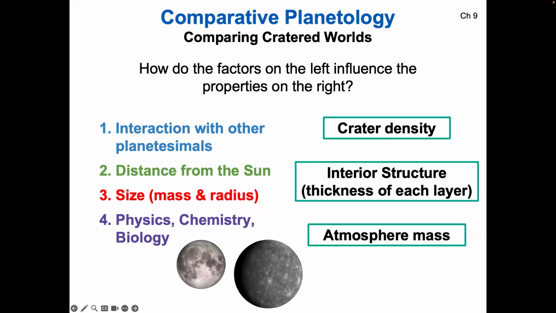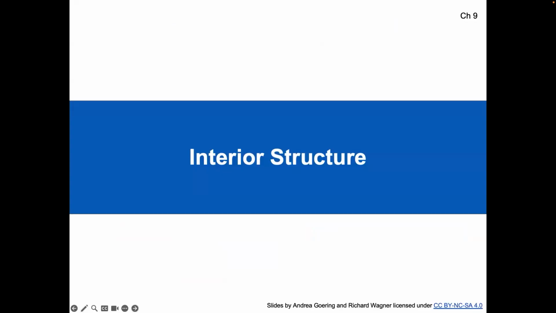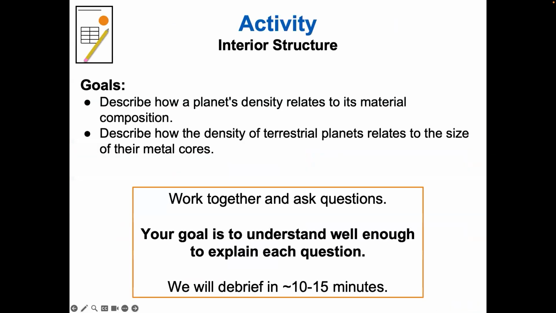So to get going here, we're going to talk about the interior structure of these two worlds, but it's actually going to be a lot nicer if you guys do it first, and then we dig into it more ourselves. So the activity today is you guys are going to think about how the planet's density relates to its material composition, and then describe how the density of these terrestrial planets relates to the size of the metal core inside that planet. So this activity had a final conclusion of a question, which was, which one has the bigger metal core, Mercury or the moon?